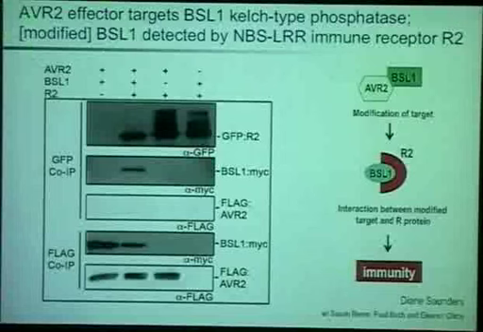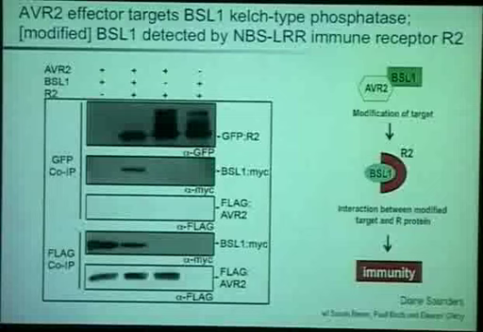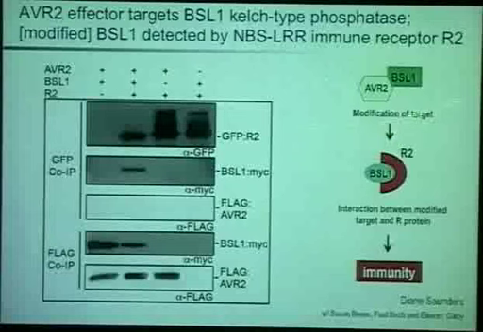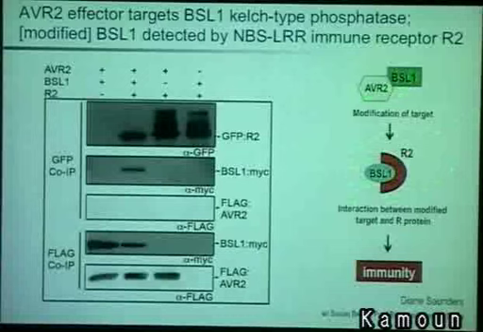So this is an effector called AVR2. This effector associates with, in fact binds, a kelch-type phosphatase, BSL1, which doesn't seem to be involved in brassinolide synthesis or brassinolide response in solanaceous plants. But in any case, this effector targets BSL1, and this association between AVR2 and BSL1 is what is detected by the immune receptor R2. So we know that most likely BSL1 is modified by AVR2, and the modified version is what's detected by the immune receptor.